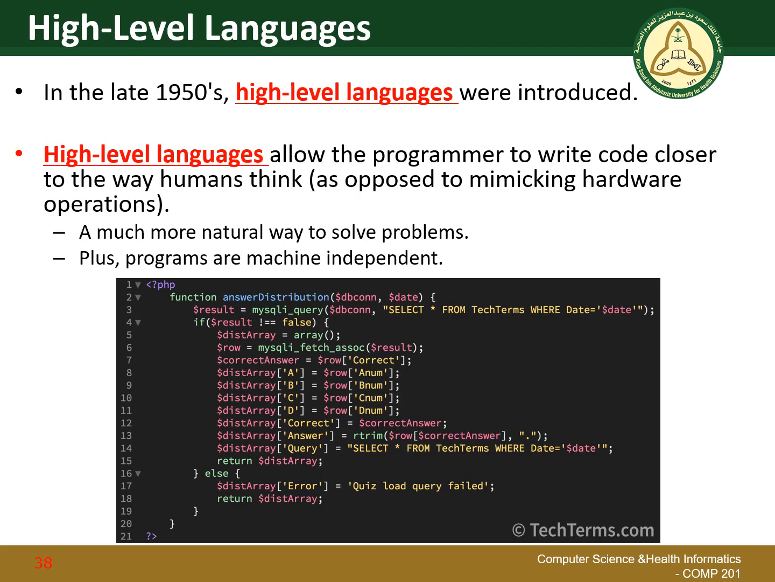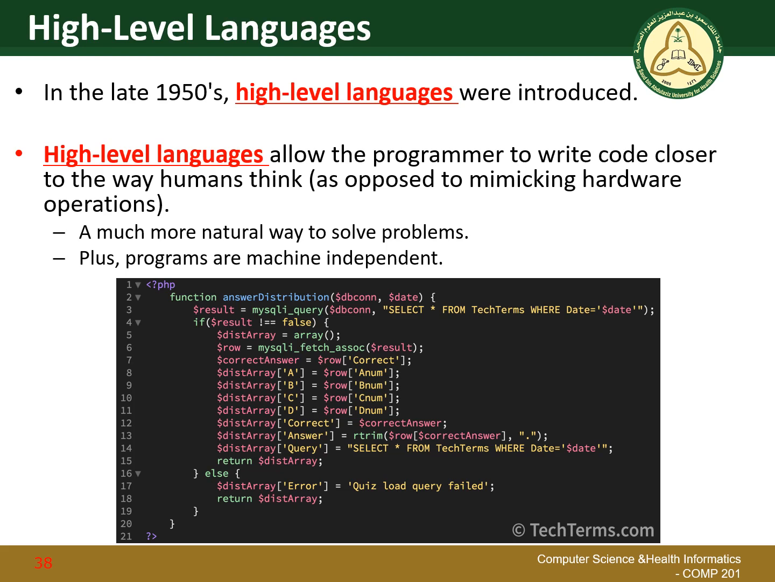In the 1950s, high-level languages were introduced. These languages allow the programmer to write code closer to human language, as opposed to the previous machine language or assembly language that mimic hardware operations.